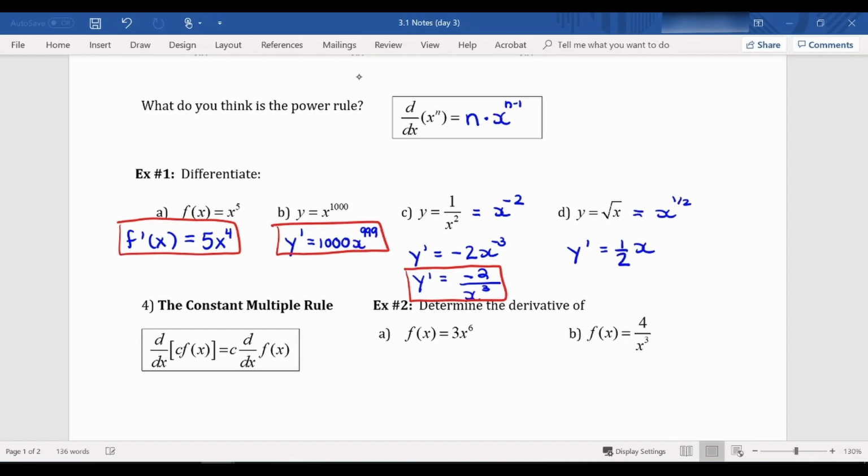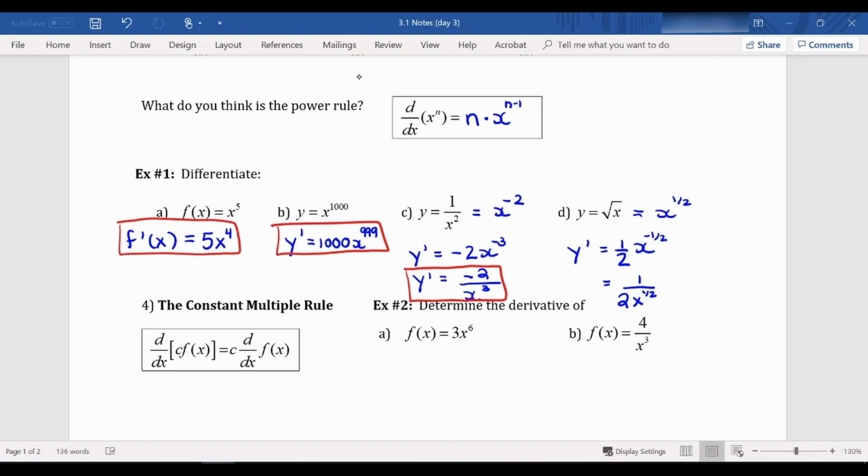I need to reduce my exponent by 1. If I do 1/2 minus 1, I get -1/2. Again, if I want to write this as a positive exponent, this would give me 1/2x to the 1/2. The 2 is already on the bottom here.